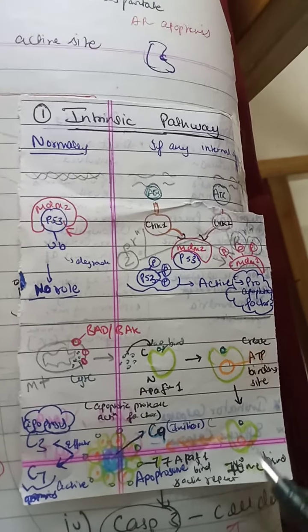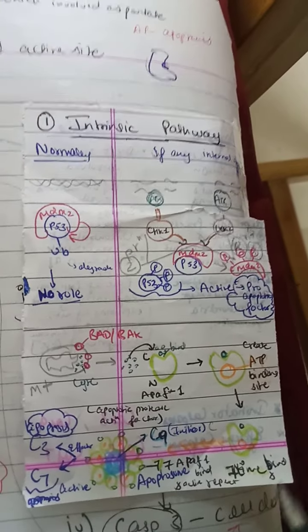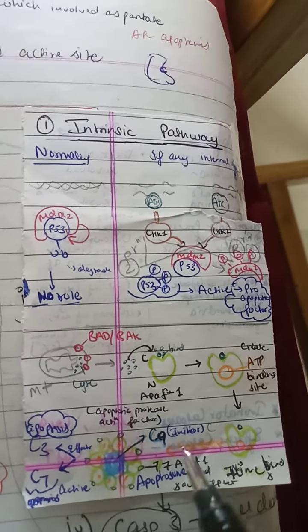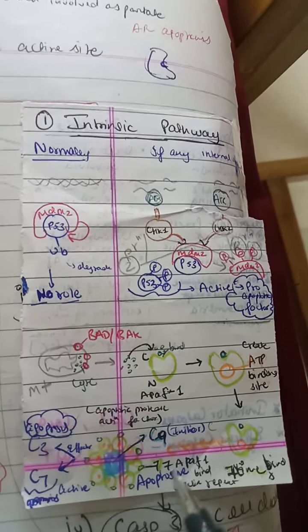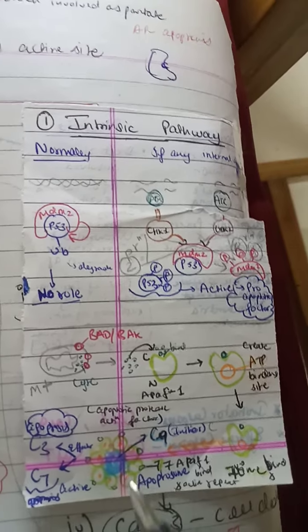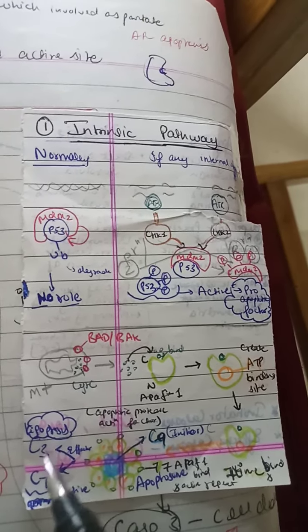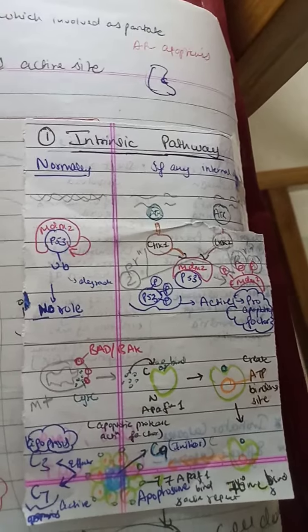Then APAF gets activated, and it binds to the initiator caspase, and this whole process happens seven times, meaning seven APAF bind at caspase 9, and it forms the apoptosome. Okay, then after activation of caspase 9, that is the initiator, it activates the effector caspases, that is caspase 3 and 7, and then apoptosis happens. So this is the intrinsic pathway. I hope you understand.